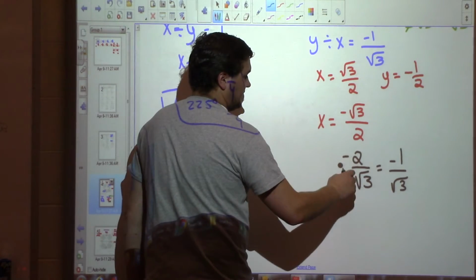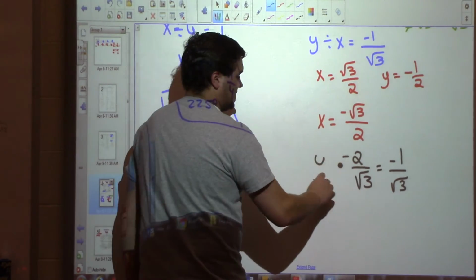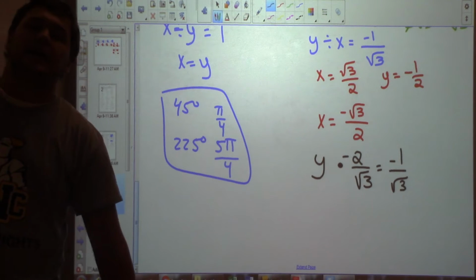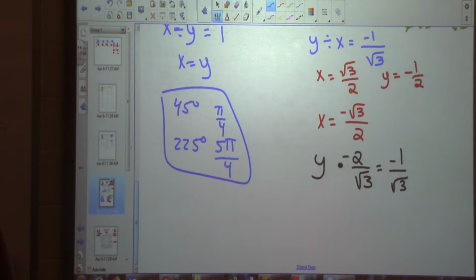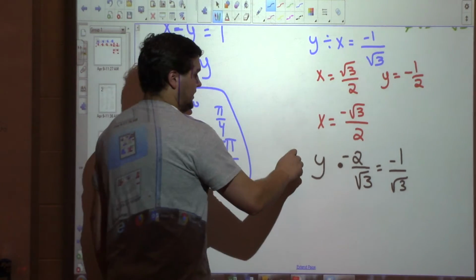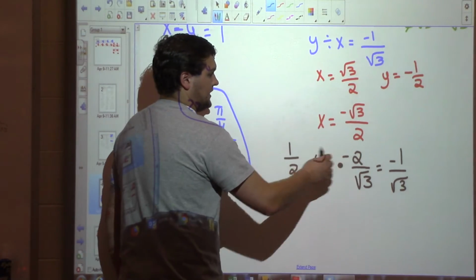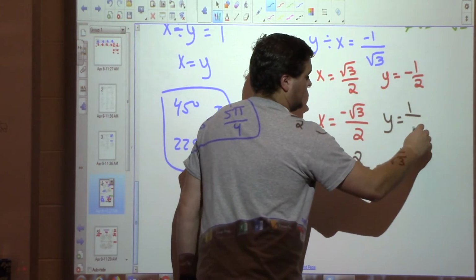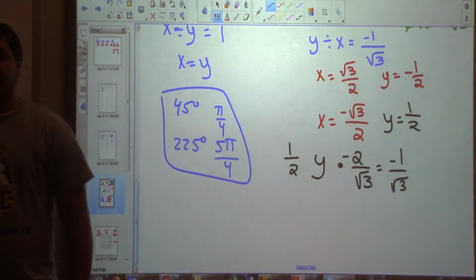Well, if I do it the other way, I have negative 2 over square root of 3, because I used x equals negative square root of 3 over 2. What's y going to have to equal? Half. Just 1/2, right? Positive 1/2. Because then my 2's will still cancel and I'll get negative 1 on top. And I'll get square root of 3 on the bottom. Does that make sense?